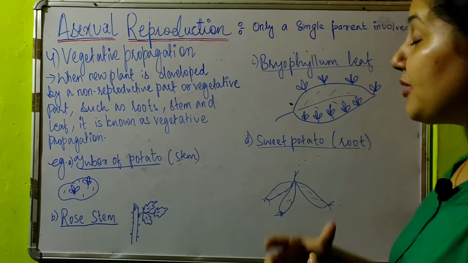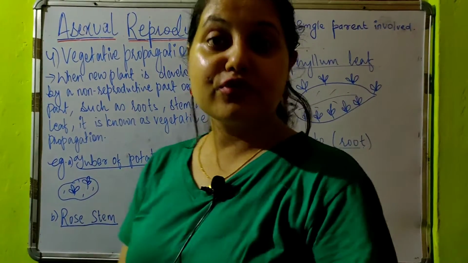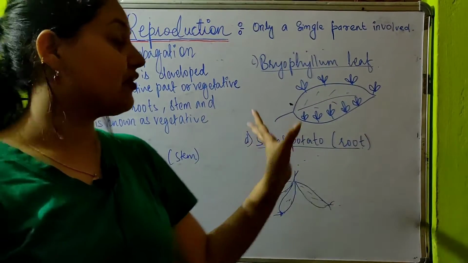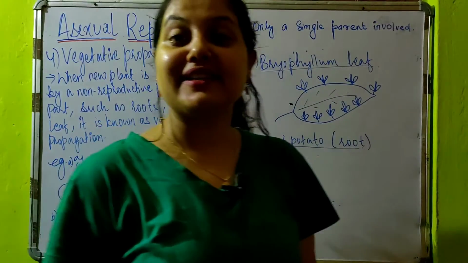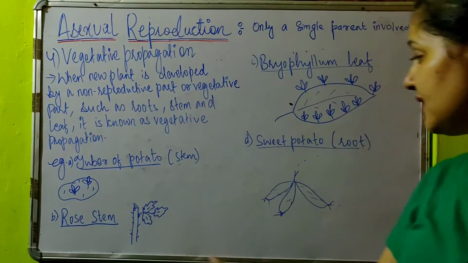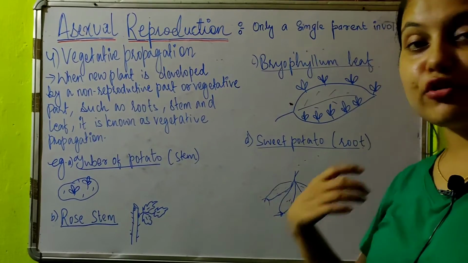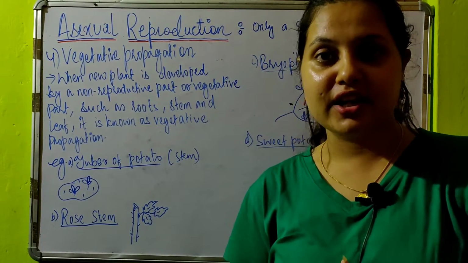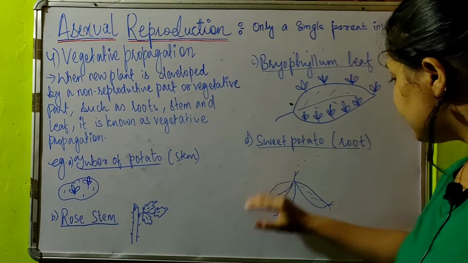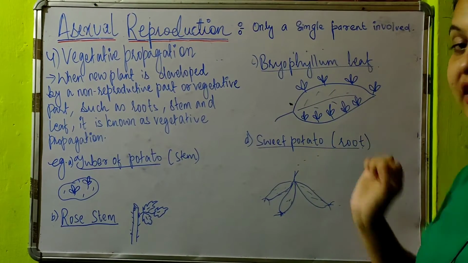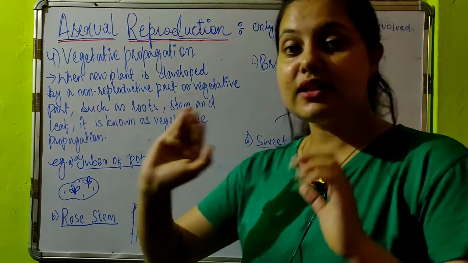All right, and coming to vegetative reproduction through root, there is one more example. I have written only sweet potato here, but there is also another example, that is dahlia. Like these sweet potatoes, they are the extension of root. They are not formed by the stem. That is why I have provided this under root, but potato is a stem.